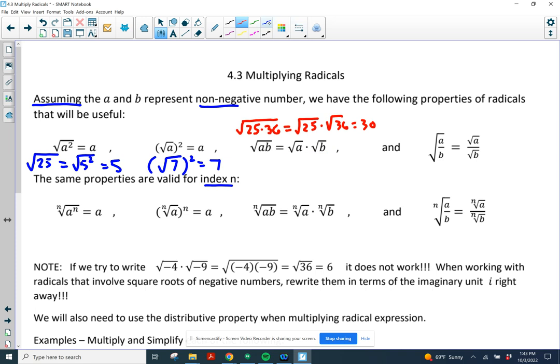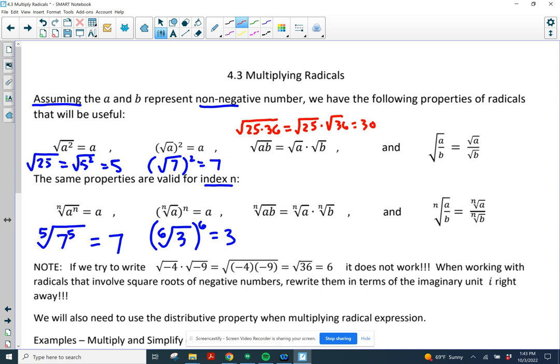Okay, same properties are valid if we have index n. Let's write a couple of examples. If I have the 5th root, so index is 5, there's the index right there. If I have a radical of index 5 of something like 7 to the 5th power, the 5th root and the 5th power undo each other. They're inverse operations, so I get 7. If I have something like the 6th root of 3, and I raise that to the 6th power, 6th root and 6th power undo each other, so I get 3.